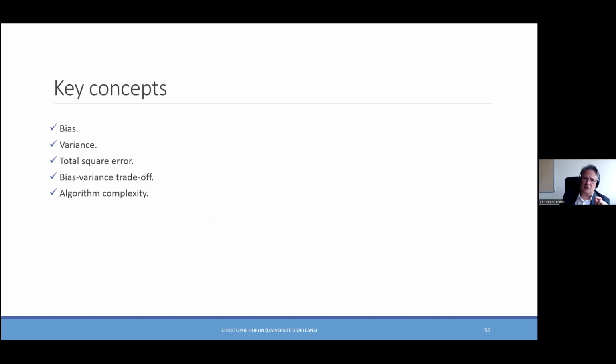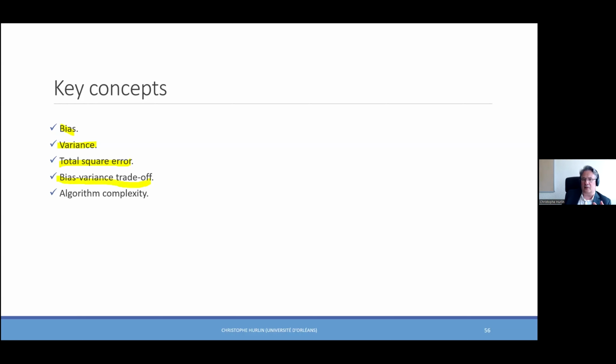So the key concept: the bias of a model is the expected difference between the forecast of the model and the true value of the series. The variance measures the dispersion of the forecast of a model. And what we call the total squared error is the sum of three terms: the bias squared, the variance, and the variance of the error term, so the irreducible error.